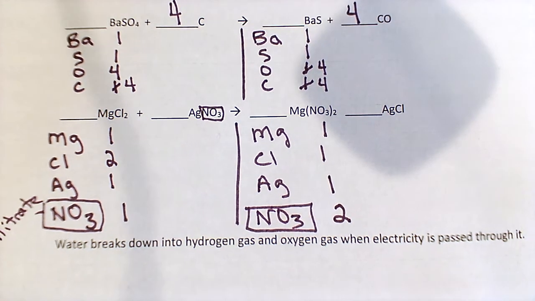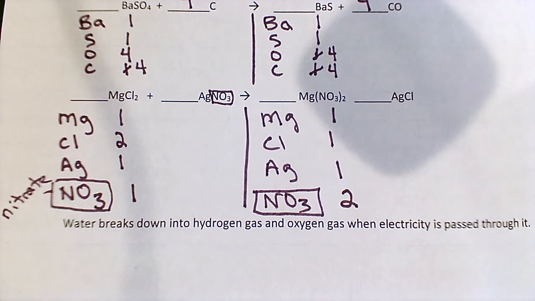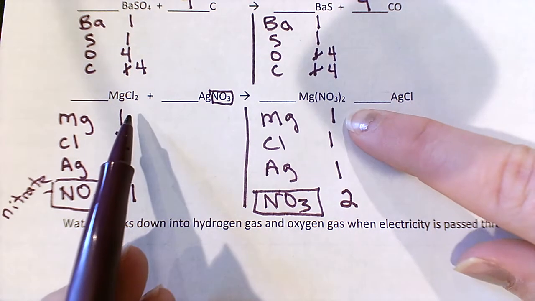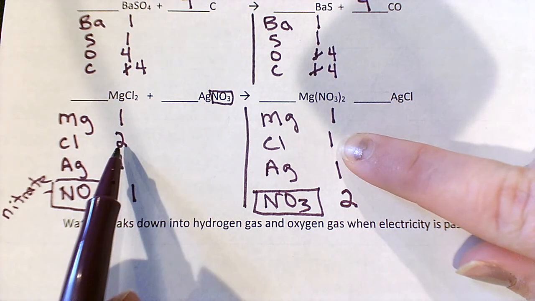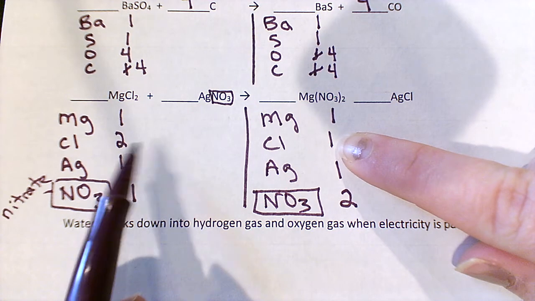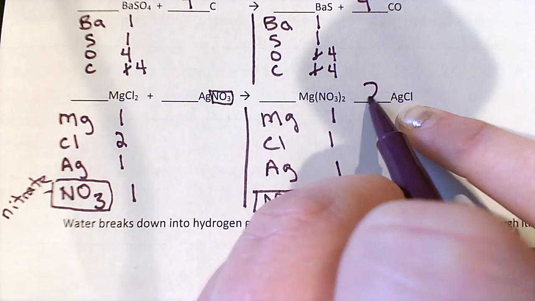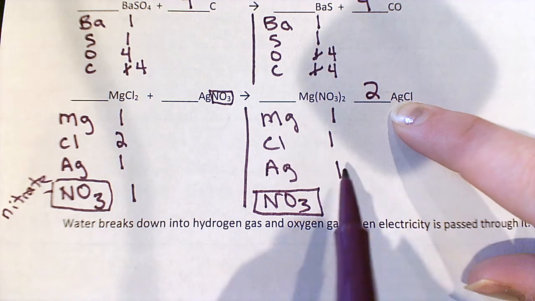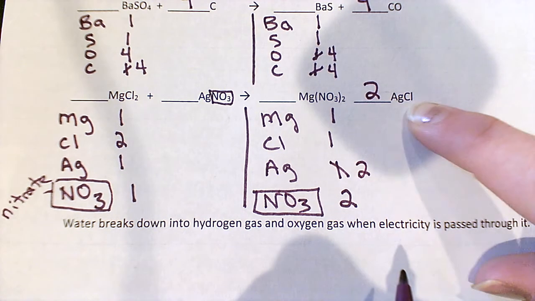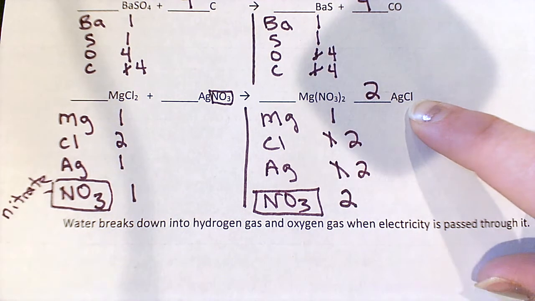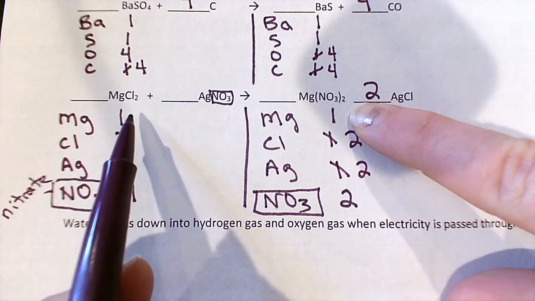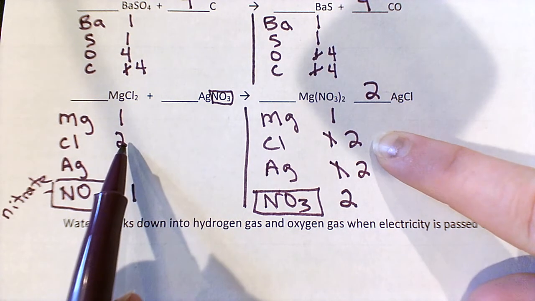So I'm looking for what doesn't agree from reactant side to product. So I have 1 and 1. Looks like I need twice as many chlorines. So what would I put over here to give me twice as many chlorines? Well, I would put a 2 here. 2 times 1 would give me 2 of those, and 2 times 1 chlorine would give me 2 of those. Okay, so now 1 and 1 is good, 2 and 2 is good.